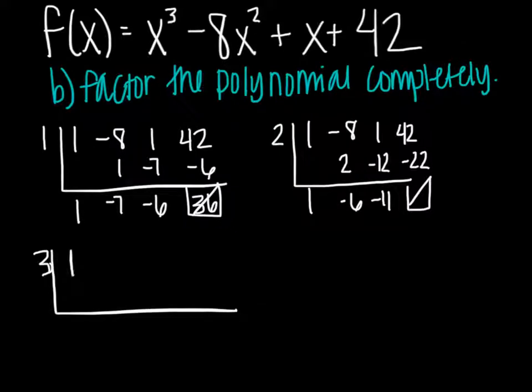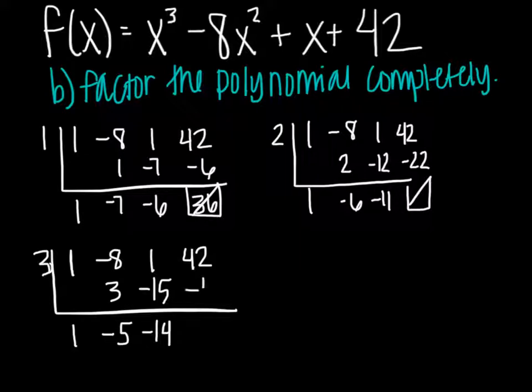So 1, negative 8, 1, and 42. And then bring down the 1, multiply. 3 times 1 is 3. Negative 8 plus 3 is negative 5. 3 times negative 5 is negative 15. It's going to be negative 14. 3 times negative 14 is negative 42. And we have our 0.